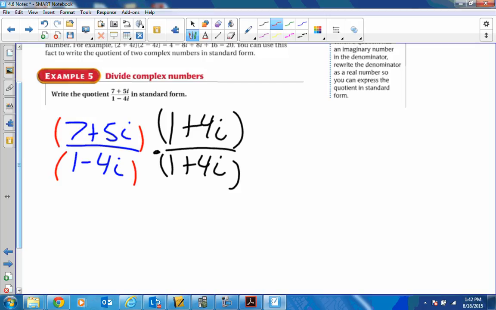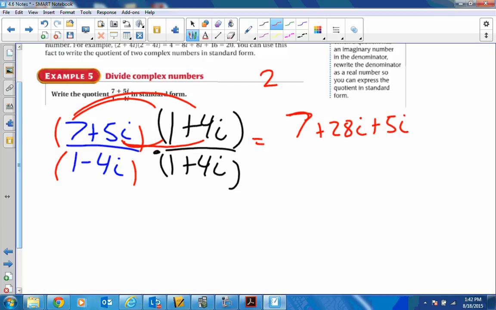FOIL the top. So we got 7. We have 28i. And it's okay if we have imaginary parts on top, we just can't have them on the bottom. We have 5i, and we have 20i squared, which, remember, i squared is negative 1, so that makes negative 20. I'm just taking a shortcut right there, so I'm writing less later.